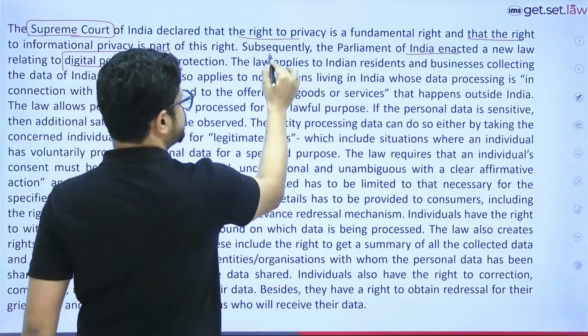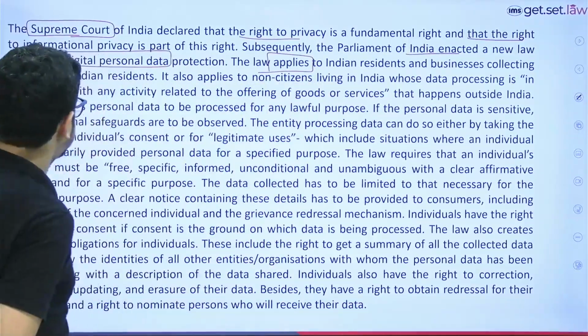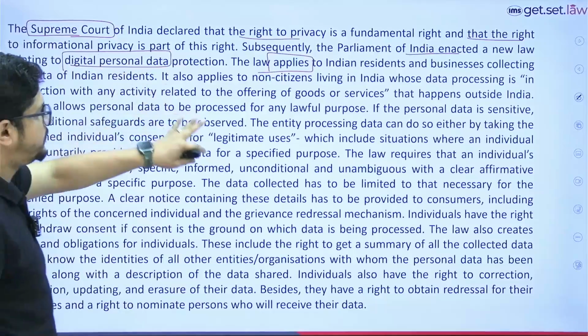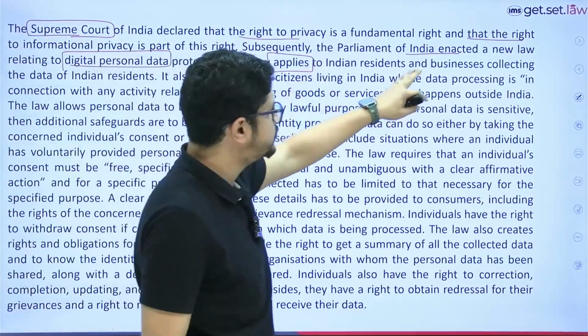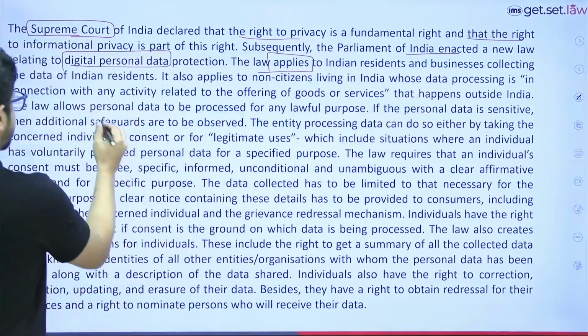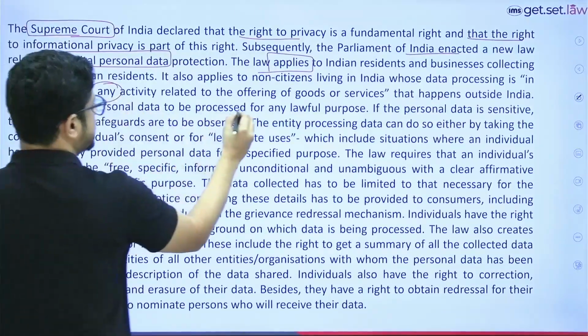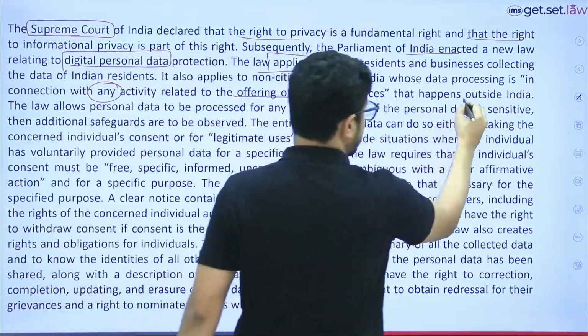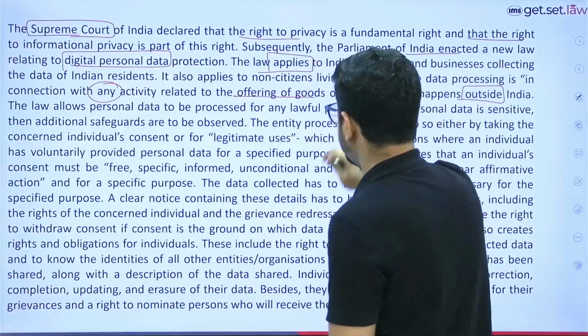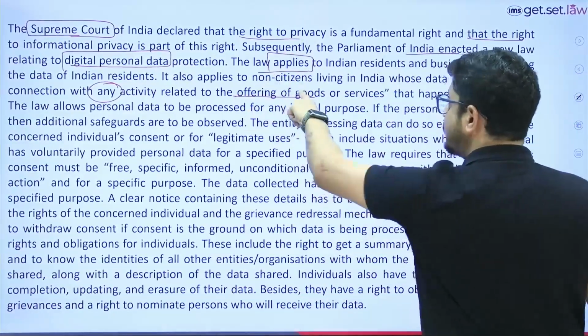So it applies to whom? That is what is important. Collecting the data of Indian residents, it applies to non-citizens living in India whose data processing is in connection with any activity related to offering of goods and services that happens outside India. Now this is an important point. What it says is that it is applicable to the non-citizens.